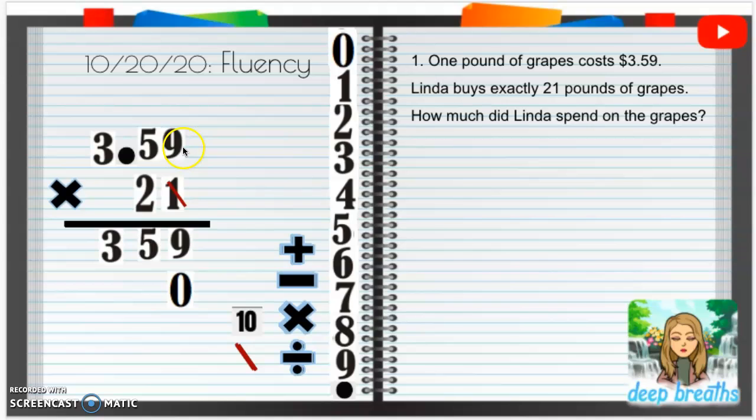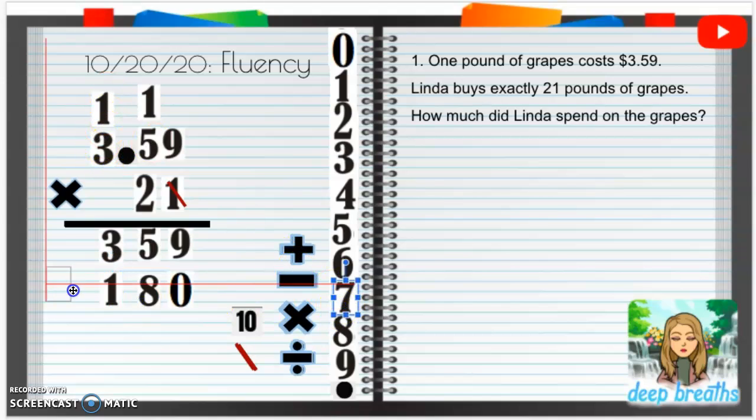So 2 times 9 is going to be 18. Carry that 1, drop that 8. 2 times 5 is going to be 10, plus 1 is 11. So we have 11. And then 2 times 3 is 6, plus 1 is 7.